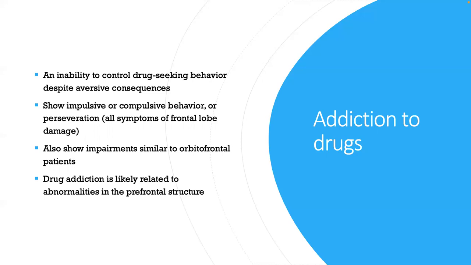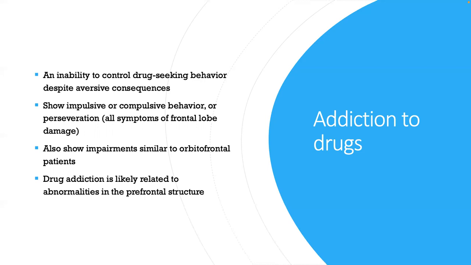Results of studies with people addicted to drugs in decision-making tasks, like gambling tasks we talked about earlier, show impairments similar to orbitofrontal patients. And also imaging studies show impairments in orbitofrontal blood flow during acute withdrawal and even after long periods of abstinence. Addictive drugs change the structure of neurons in both the orbitofrontal and medial prefrontal regions in rats. So drug addiction is likely related to abnormalities in prefrontal structure and function that are associated with the maladaptive decision-making characteristic of addictive behavior.